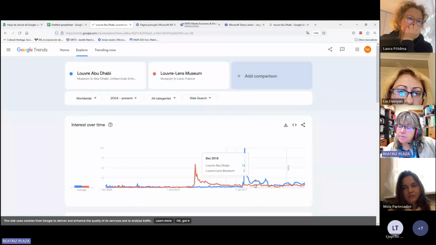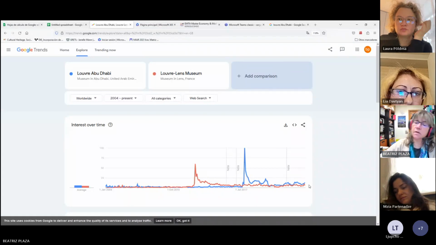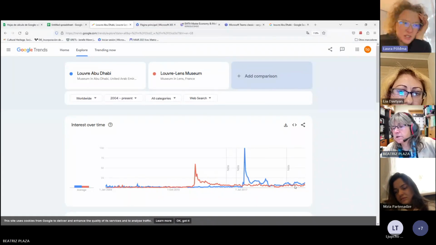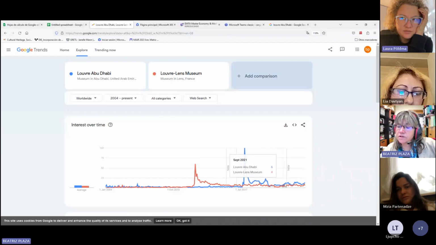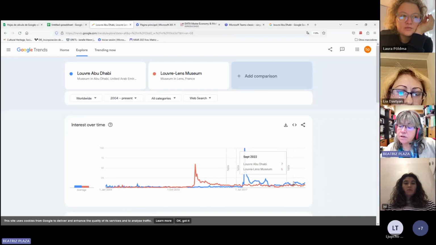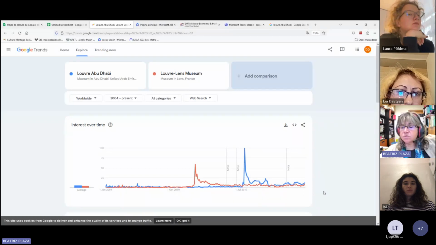At the stabilizing level, are they doing better or worse than Louvre Lens? Louvre Lens is more stable. Yes, but which line is above the other one? Abu Dhabi is above. So it seems that the Louvre Abu Dhabi is doing better, but the other one is more stable. Yes, that is great. So Louvre Lens is more stable.